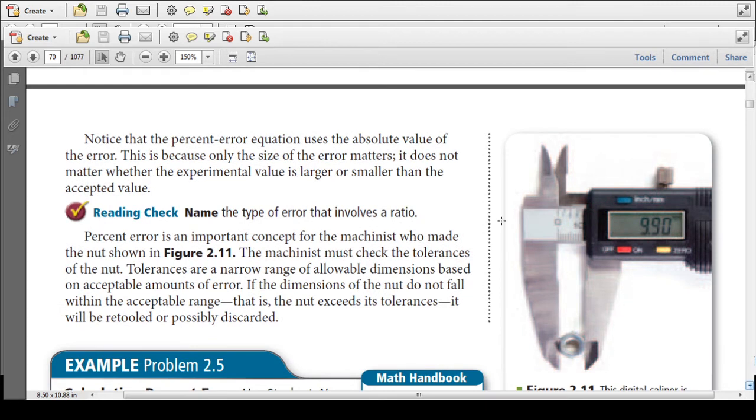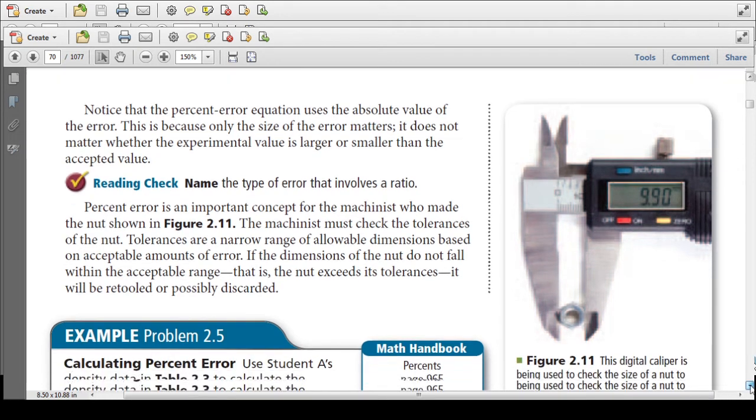Again, why is it that we use the absolute value? It's because we don't really care about the size, we don't care about the magnitude, whether it's positive or negative. We really only care about the size of the error. So we just go ahead and take the absolute value of that.